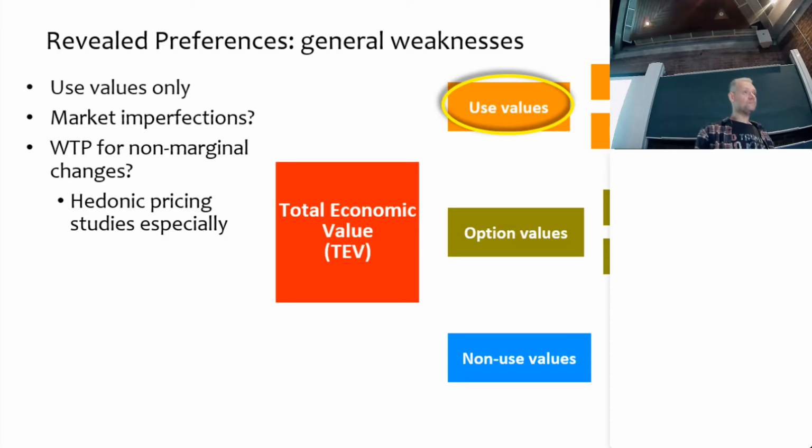The weaknesses of revealed preferences is, first, it's real behavior. So we can only look at real things, and that typically restricts the attention to use values. It can have a little bit of option values sometimes, but definitely non-use values do not show up in these sort of studies.